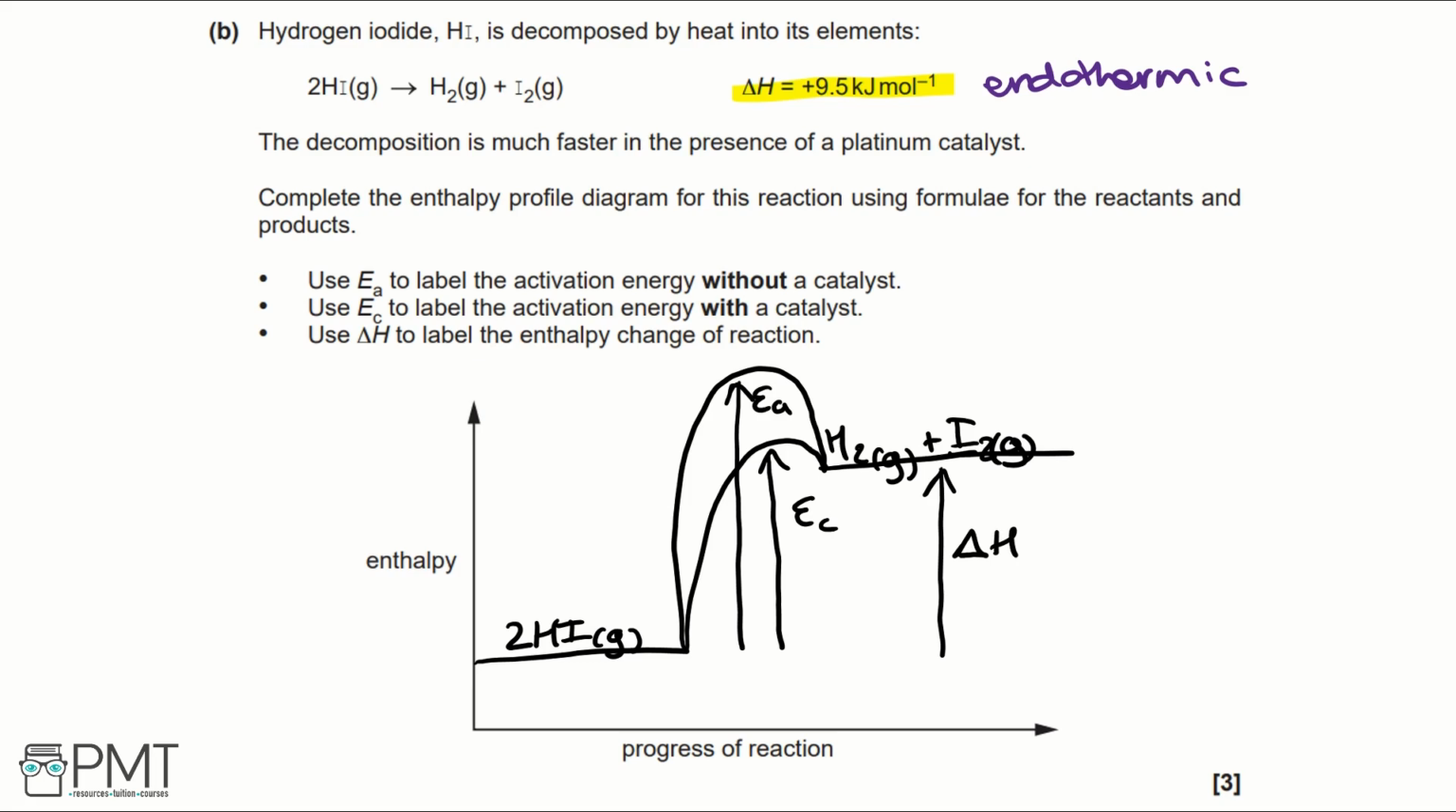To get the 3 marks for this question, you get your first mark for having your reactants and products on the correct sides of the progression of reaction. So having your reactants on the left and products on the right. You get 1 mark for having the correct enthalpy change of reaction arrow, and then you get your third mark for having the correct activation energy with and without a catalyst.